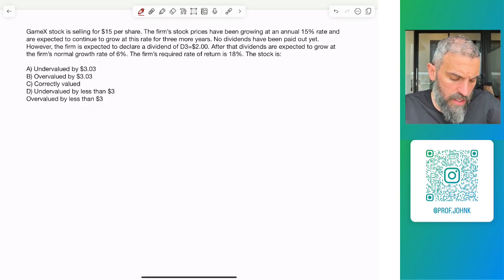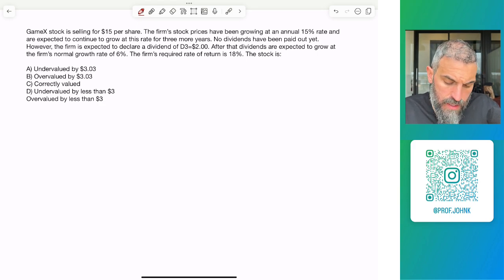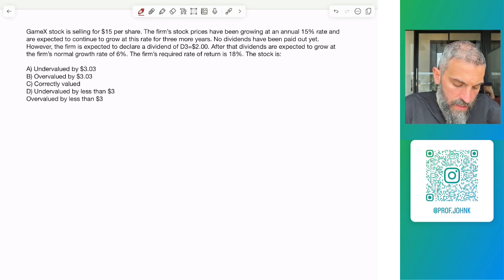Game X stock is selling for $15 per share. The firm's stock prices have been growing at an annual rate of 15%. It's expected to grow this way for 3 more years. No dividends have been paid out yet. However, the firm is expected to declare a dividend of $2 in year 3.